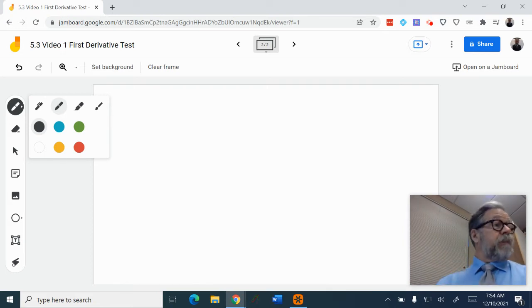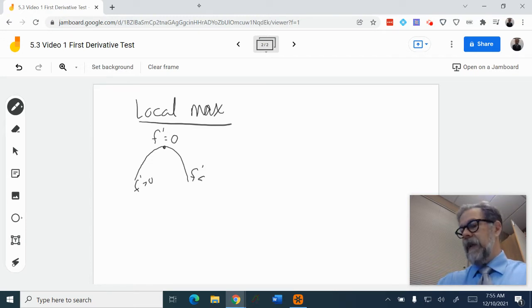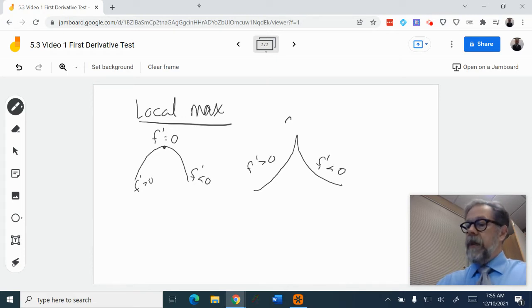So first of all, let's talk about a local maximum. We have something going up, something going down. We have the derivative equal to 0. We have a derivative greater than 0 followed by a derivative less than 0. We could also have a function going up and then going down with no derivative at the top, a corner or a cusp. So there's your possibilities for a maximum.